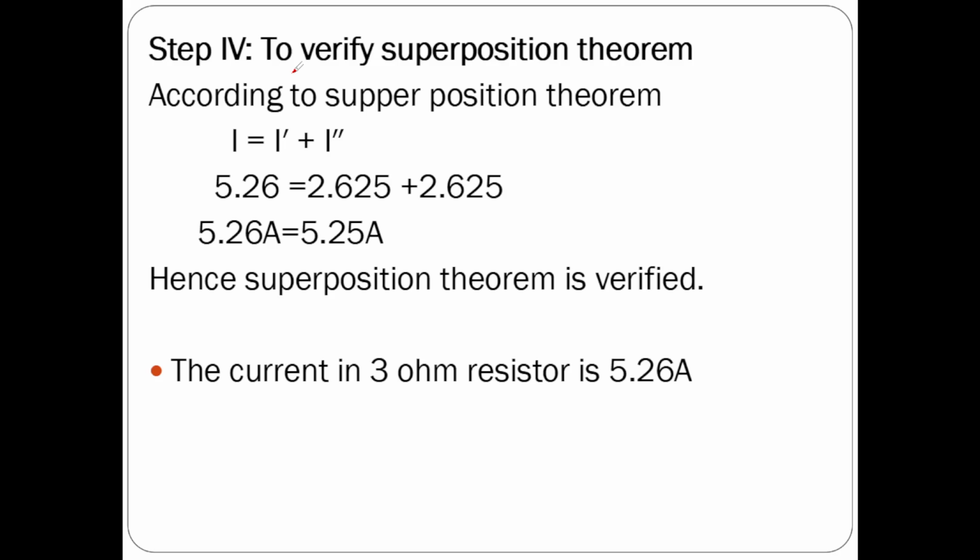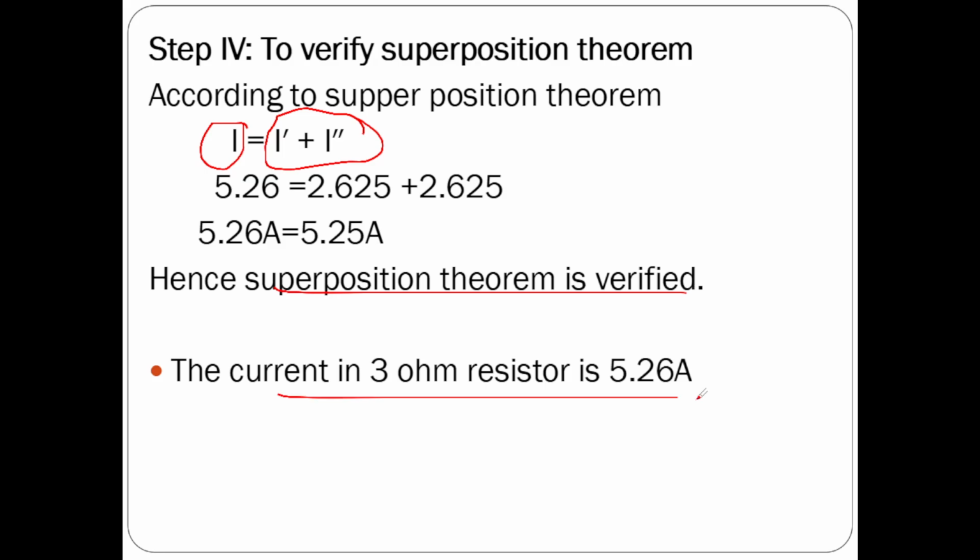Now let us verify superposition theorem here. What is it? I should be equal to I dash plus I double dash. What is I value? 5.26. I dash is 2.625. What is I double dash? 2.625. So you just add these two, you will get 5.26 is approximately equal to 5.25. So the algebraic sum of currents when individual sources are there is equal to the current flowing in the same element when all sources are there. So superposition theorem is verified.